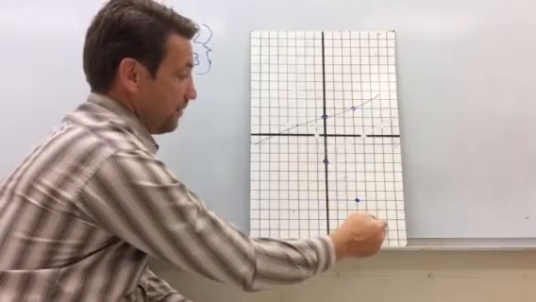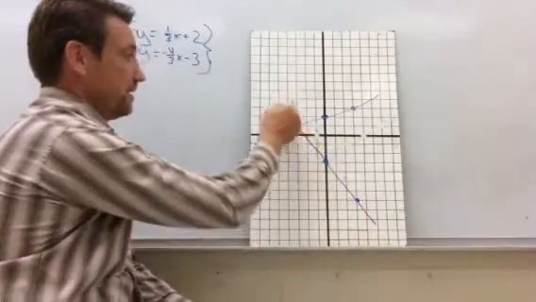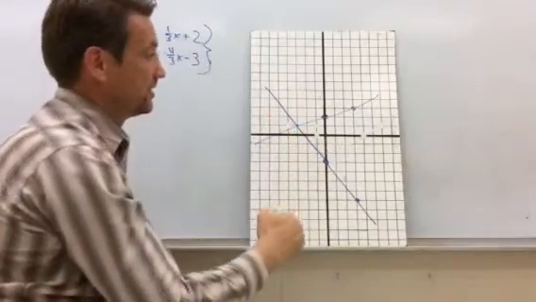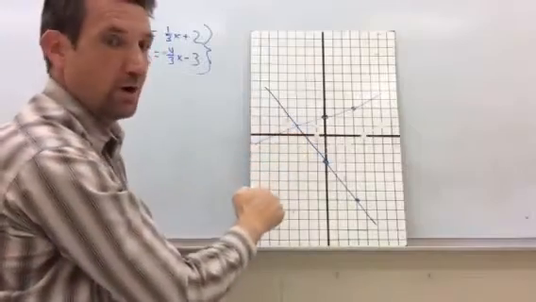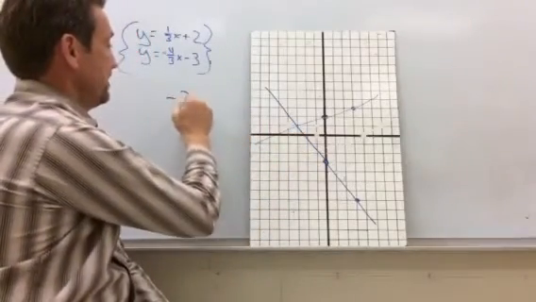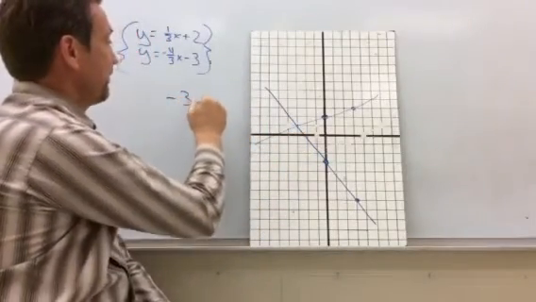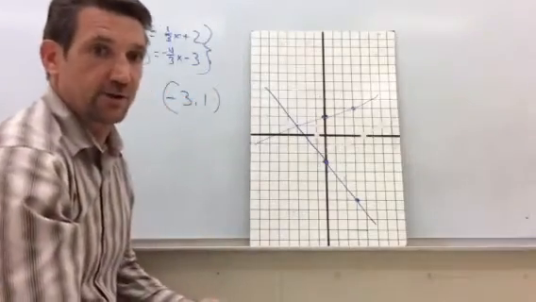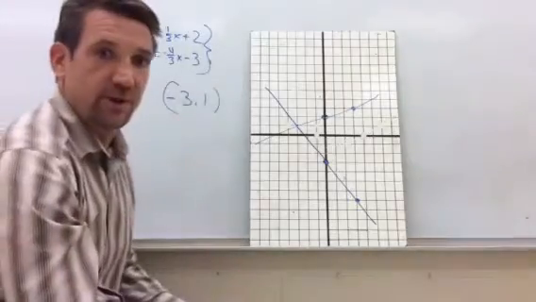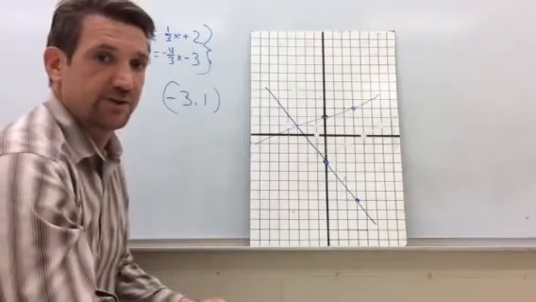And if we put a line through those 2 points, you notice that our lines intersected at when x is negative 3, y is 1. So the solution to this system would be negative 3, 1. And it's always a good idea to check your solution by plugging it into the original equations and making sure that both equations are true.